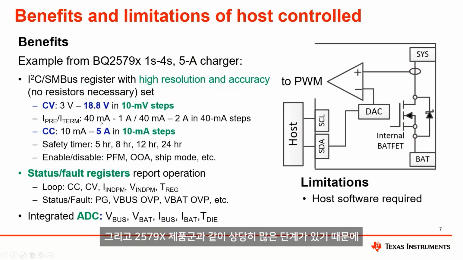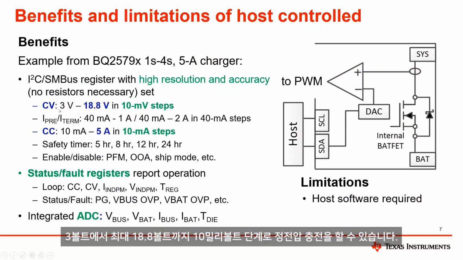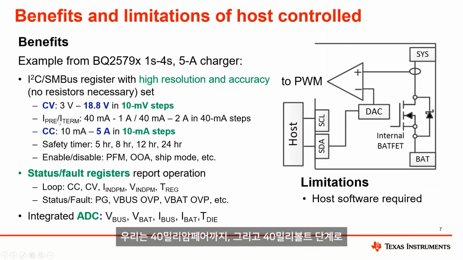And because we do have quite a number of steps, like this particular device, the 2579x family, we can set constant voltage charging from 3 volts all the way up to 18.8 volts in 10 millivolt steps. We have I pre-charge and I term from 40 milliamps up to 2 amps in 40 milliamp steps. Constant current charging, we can set from 10 milliamps all the way up to 5 amps in 10 milliamp steps.